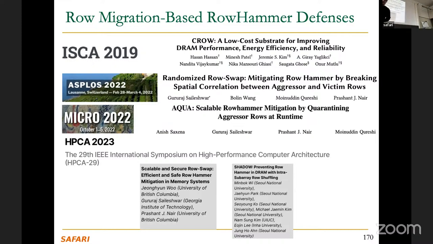It started with, I guess, CROW, a low-cost substrate for improving DRAM performance, energy, and reliability. And then Randomized Row Swap, and AQUA, scalable and secure row swap, that found that Randomized Row Swap is not secure, and then showed a secure way of doing it. And then the most recent one is Shadow, as far as I know. It was published in ISCA 2020, last year, around this time. So migration-based techniques also exist.